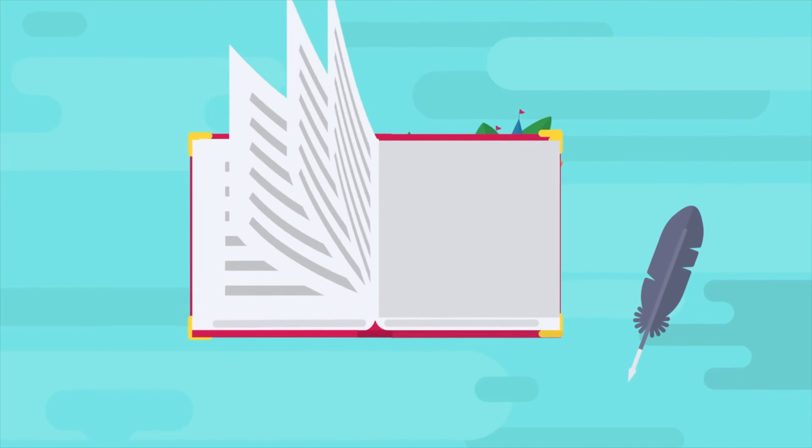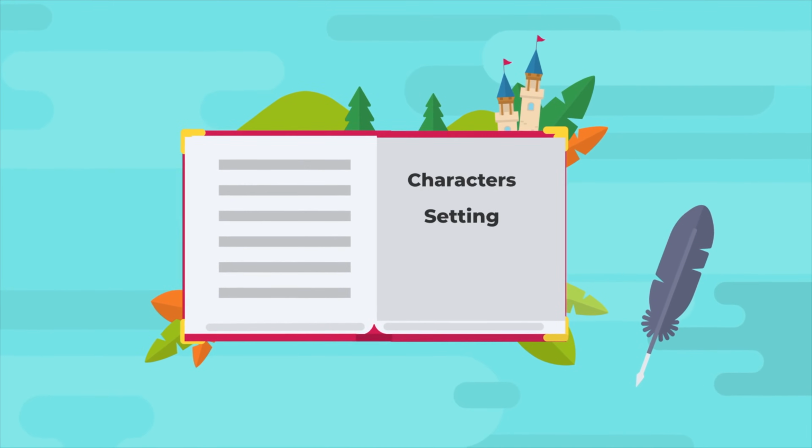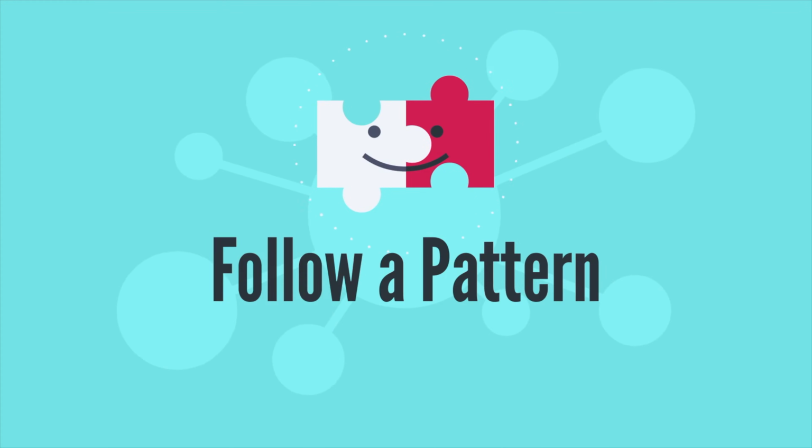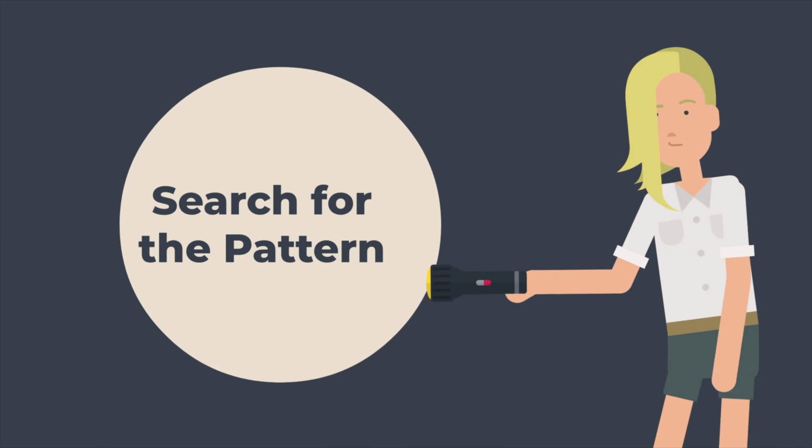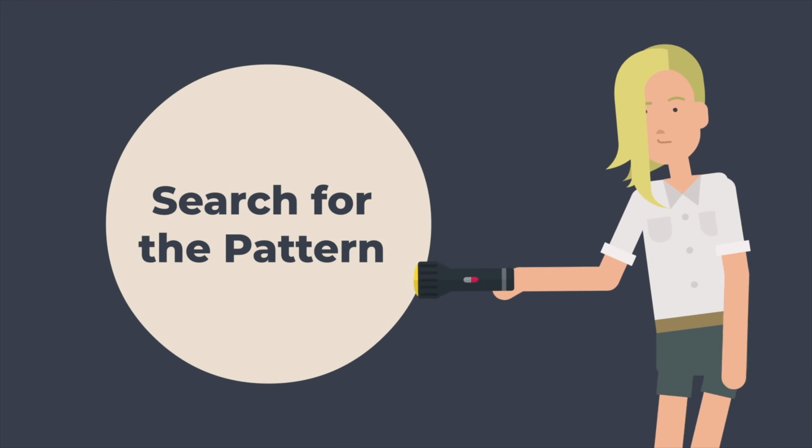Let's talk about the elements of a story: character, setting, plot, and theme. Most stories and movies follow a similar pattern. The patterns or elements are not always easy to see, and sometimes the author hides them to make us think, search for them, or use our imaginations.